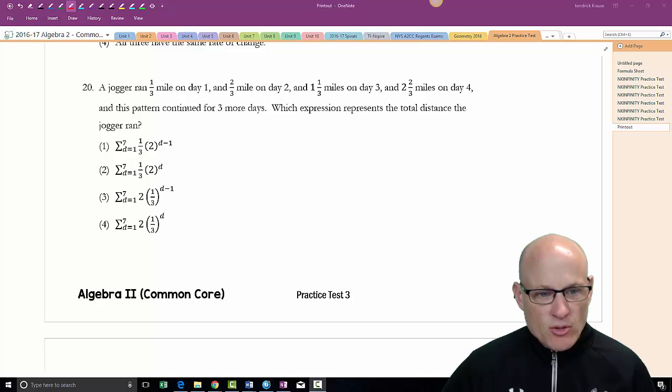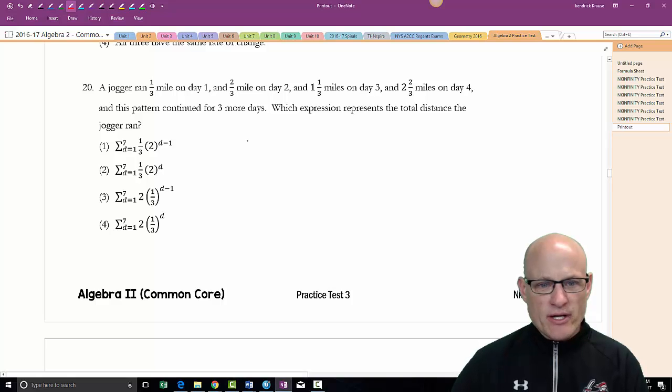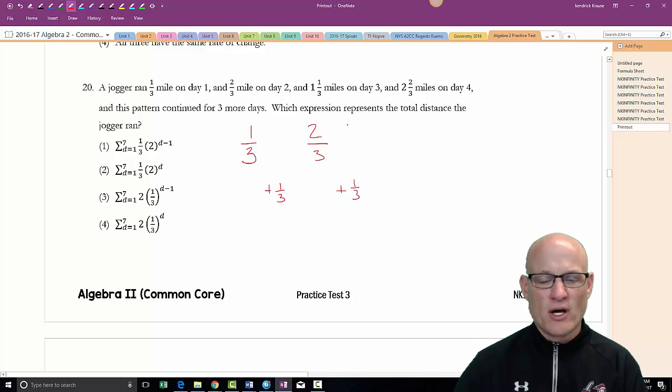All right, so what are we going to do on this one? First of all, we have to figure out what's going on. So on day 1, he ran 1/3. On day 2, he ran 2/3. So it looks like we're adding 1/3 onto that. So if I add 1/3 again, I should get 3/3. And 3/3 is 1.